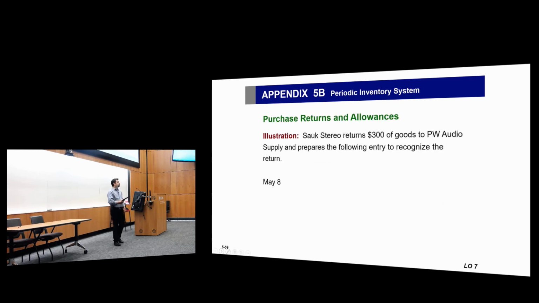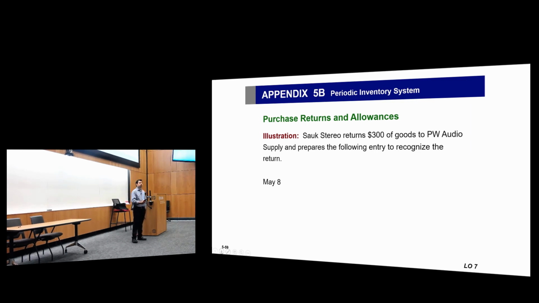When the company returned certain products for $300, again, under the perpetual system, we looked at it from the point of view of inventory. How did it affect inventory? And how did it affect cost of goods sold? We looked at how it affected inventory and the debt to the supplier or to the vendor.